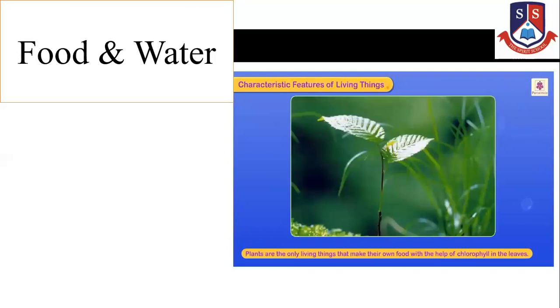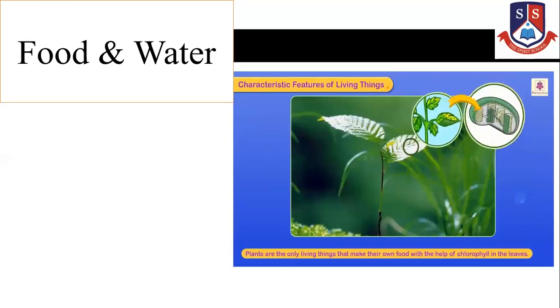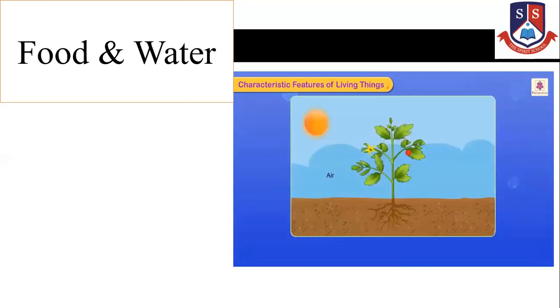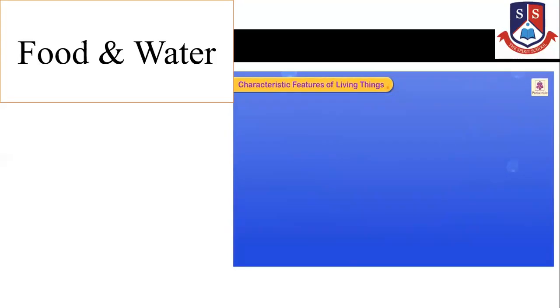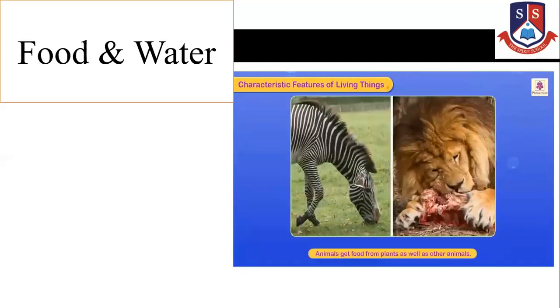Plants are the only living things that make their own food with the help of the green pigment called chlorophyll in the leaves. They use air, sunlight, water, and minerals to prepare food. Animals get food from plants as well as other animals.